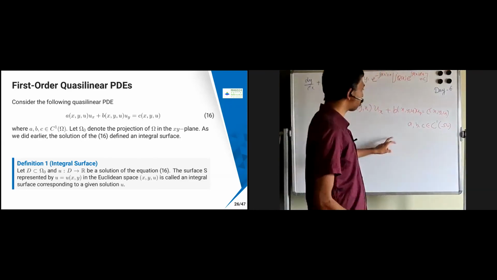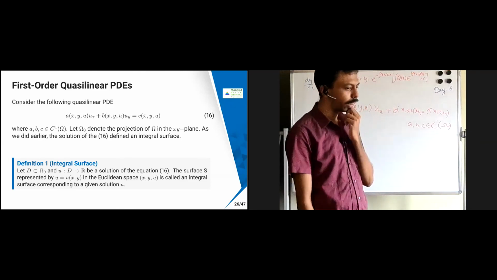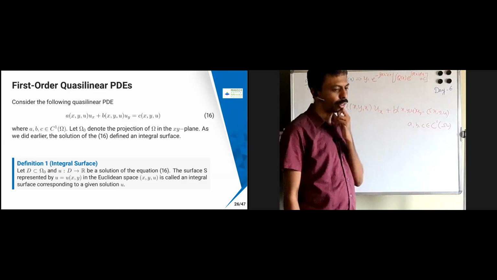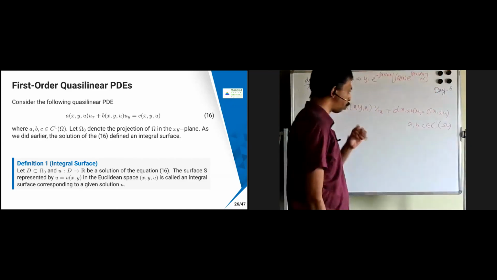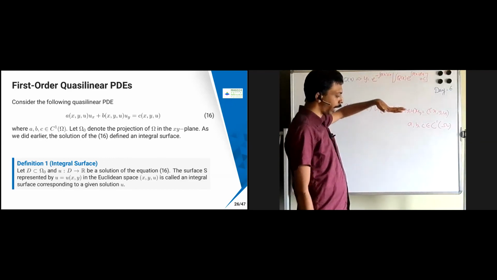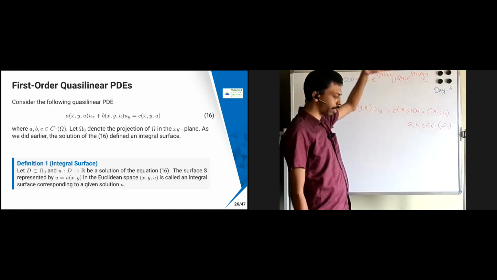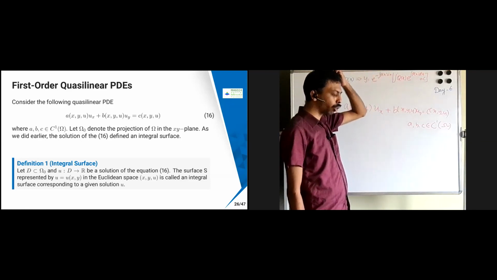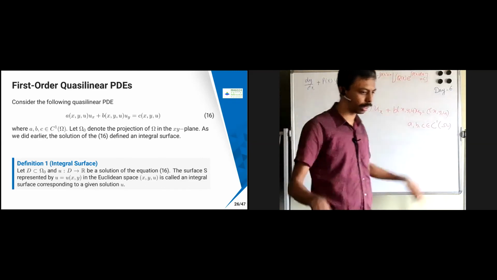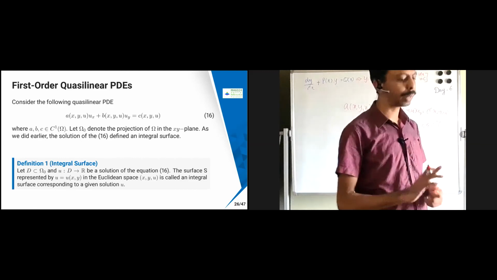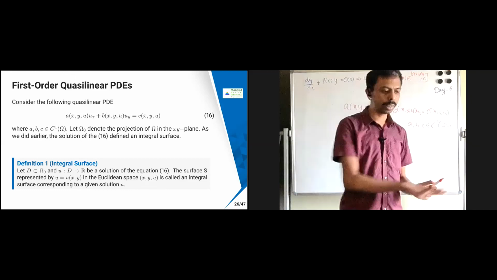So A, B, C belong to C1 of omega, a continuously differentiable function. Now I am trying to find omega naught, which is nothing but the projection. This is in the 3-dimensional space, where b of x comma y comma u is there, that means it is in the 3-dimensional projection. Now I am projecting this omega on the xy plane. That is nothing but omega naught. Omega naught is the projection of omega in the xy plane.